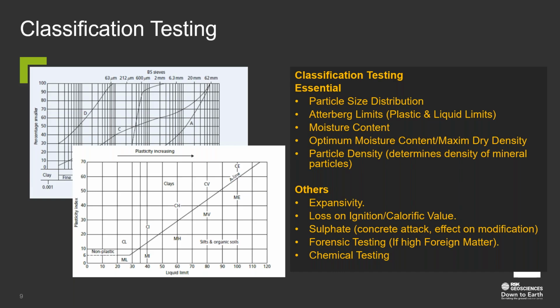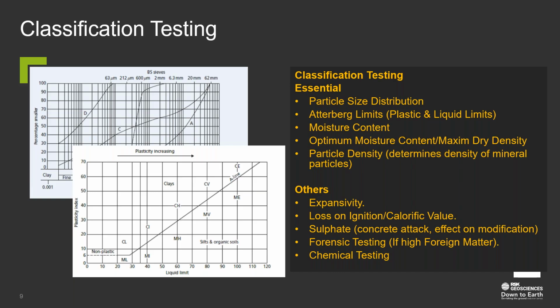We also do Atterberg limit tests, really only on samples which are cohesive in nature, so basically clays and silts. And this provides information on how they perform. We also want to test the moisture content. As we've already established, that's going to be quite important for our compaction. We'll also look at the optimum moisture content, maximum dry density relationship, which we'll talk about a little later, and also the particle density, which determines the density of the individual soil particles, the mineral particles which make up the soil.